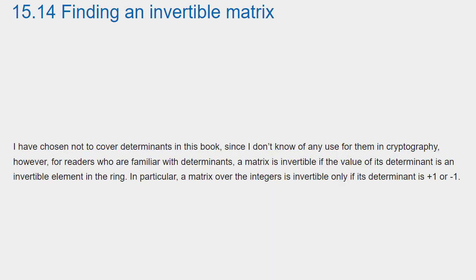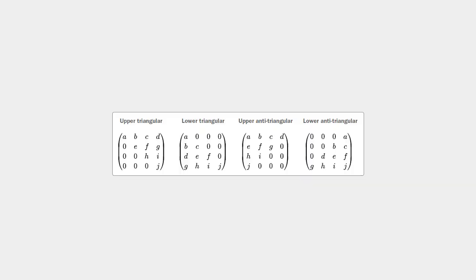I have chosen not to cover determinants in this book, since I don't know of any use for them in cryptography. However, for readers who are familiar with determinants, a matrix is invertible if the value of its determinant is an invertible element in the ring. In particular, a matrix over the integers is invertible only if its determinant is +1 or -1.